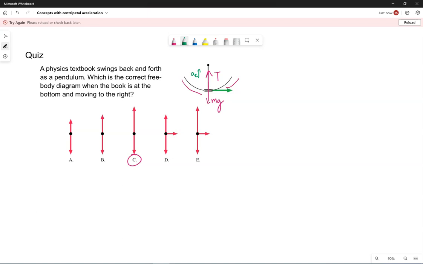So the tension needs to be bigger than the force of gravity to have this book moving back and forth through a circular arc. If we were to write the equation that described the net force in that radial direction towards the center, we would say tension minus mg is equal to the mass times that centripetal acceleration. And then we could relate that to the speed by the v squared over r.